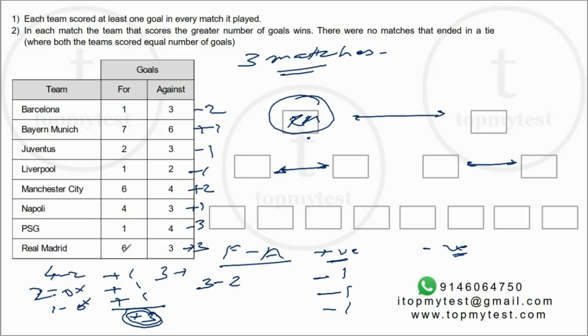Now if you observe Real Madrid's for and against, against there are 3 goals, and Real Madrid has to play 3 matches: the quarterfinal, the semi-final, and the final. So we know that each team now has to score 1 goal against Real Madrid. So whoever Real Madrid plays against, the other team is going to score 1 goal.